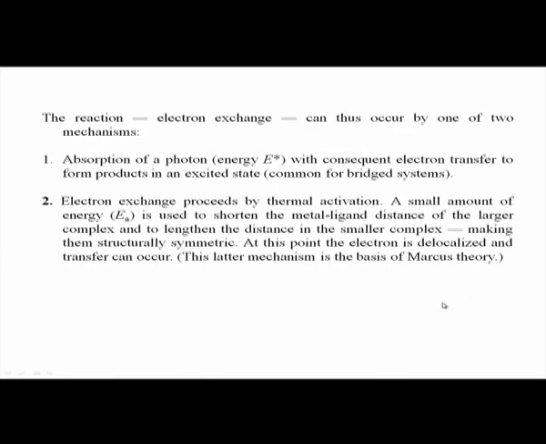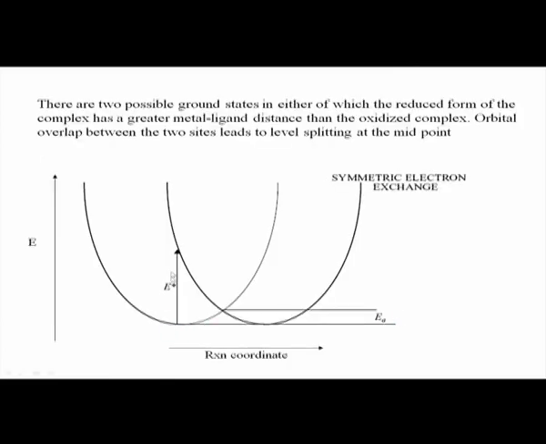A small amount of energy is used to shorten the metal ligand distance of the larger complex and to lengthen the distance in the smaller complex, making them structurally symmetric. At this point, the electron is delocalized and transfer may occur. This is the basis of Marcus's theory. So, it may be by thermal means, or as I told you, by photochemical means. Electron exchange may be by this means, or by a small energy supplied from the thermal energy available within the system, that is kT.